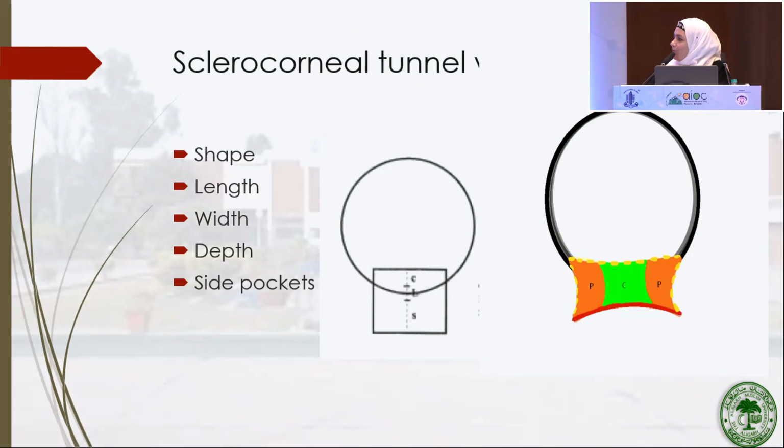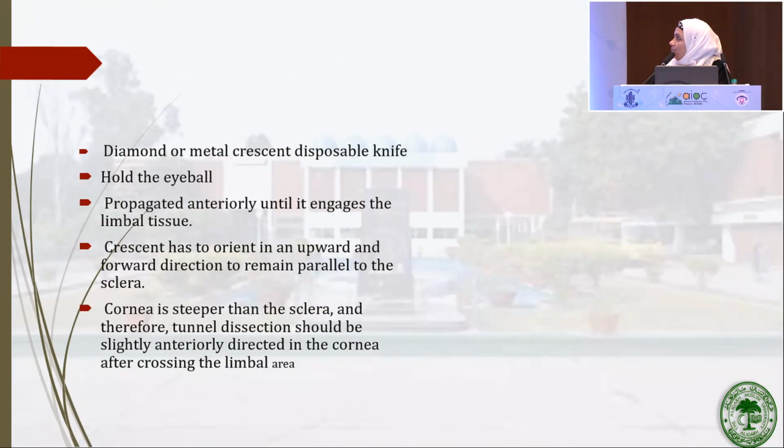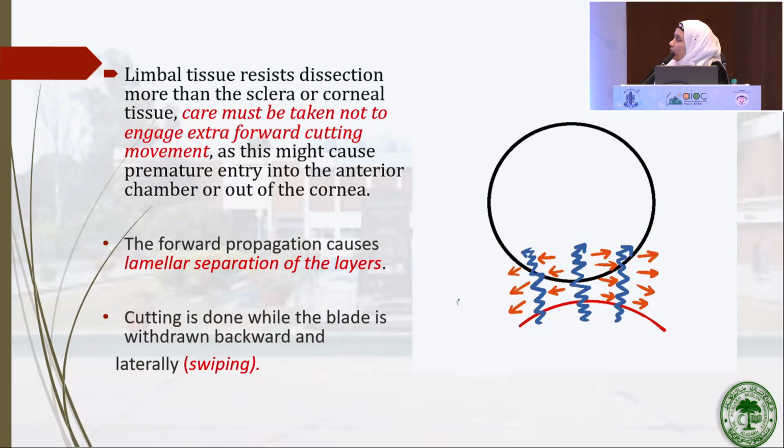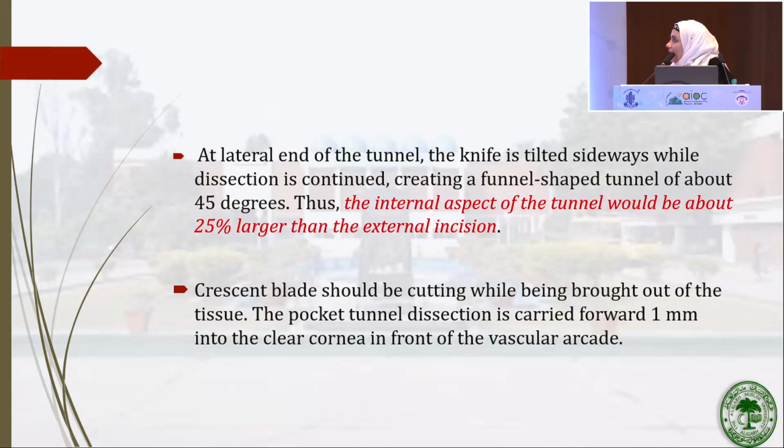These side pockets give us the edge, and a larger nucleus can be taken out. A diamond or metal crescent disposable knife has to be used. We hold the eyeball and propagate anteriorly until it engages the limbus tissue. The crescent has to be oriented in an upward and forward direction. And when we go into the cornea, the blade should be held up. There are 2 movements, the tadpole movement and the swiping movement. The tadpole movement causes the lamellar separation, and the swiping movements cause the cutting.